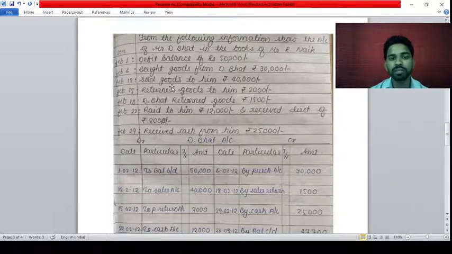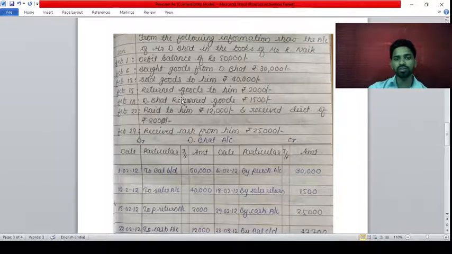Now see, D. Bhatt account debit, sales account credit. Now for this sales account credit, you have to make the debit to the D. Bhatt account. So on the debit side: on 12th Feb 2012, to sales account rupees 40,000. Whatever the journal entry is, we have to take the opposite. Next, on 15th Feb, returned goods to him. Returned goods is a purchase return. So returned goods to D. Bhatt.